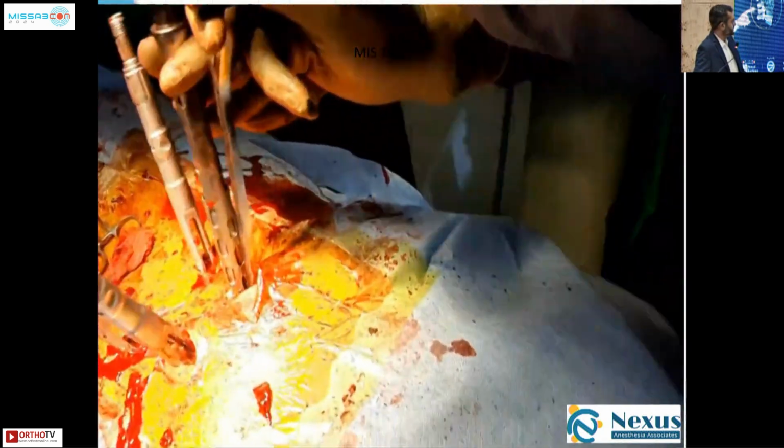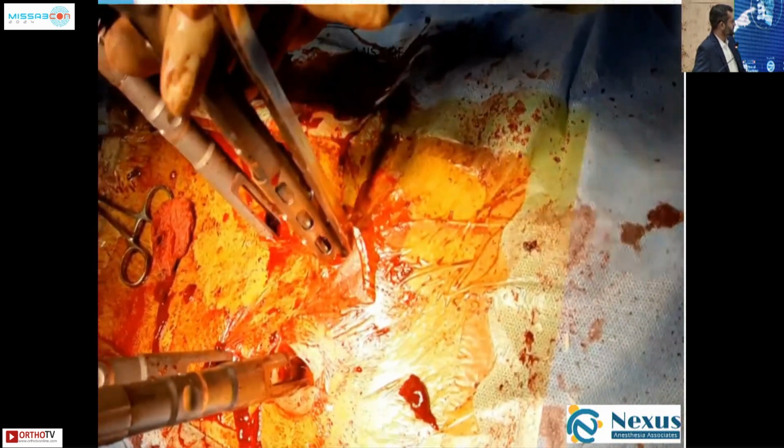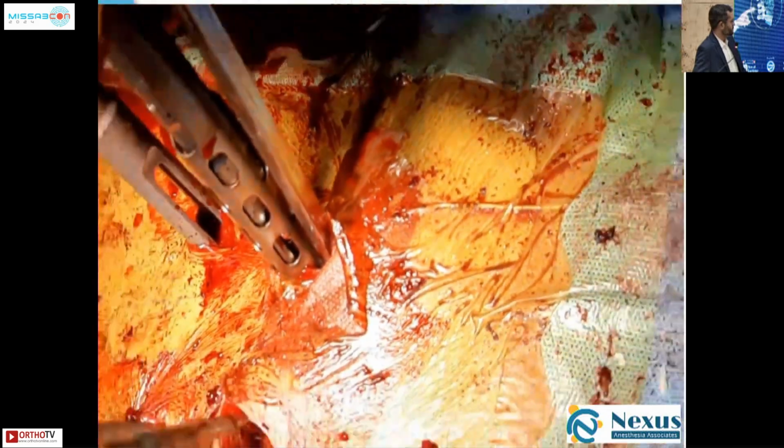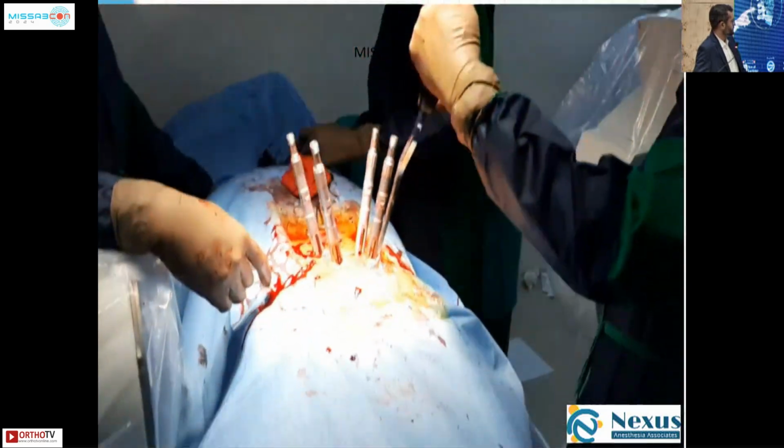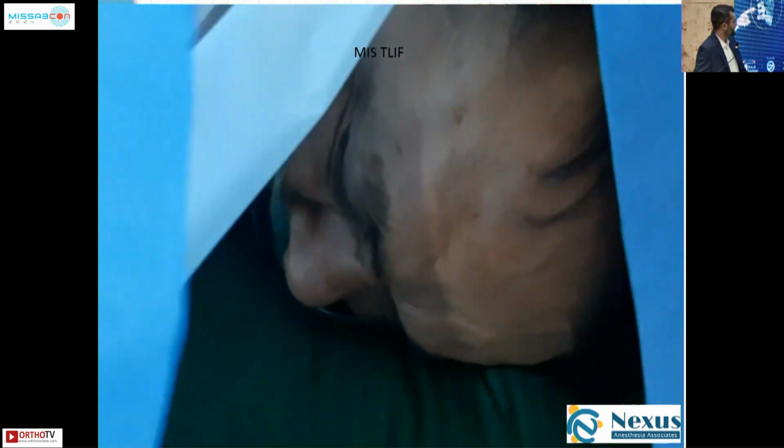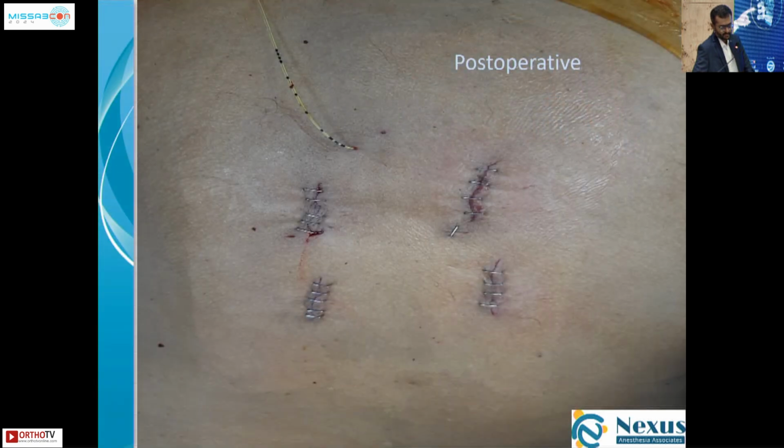We have been doing MIS TLIF as well under SSE. You can see the catheter. MIS is being performed and the patient is totally awake. This is the postoperative picture with the catheter in situ.